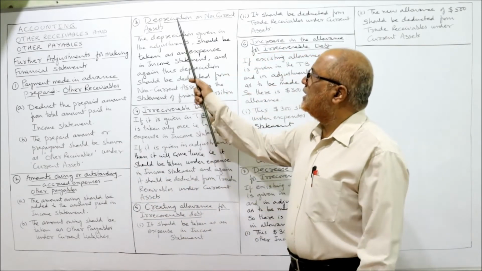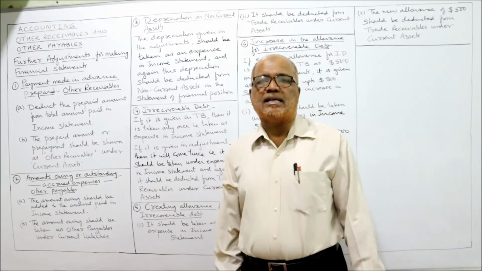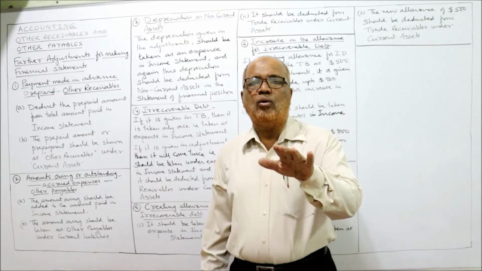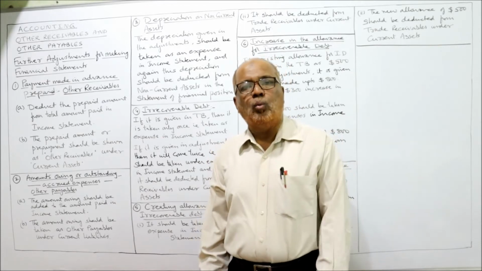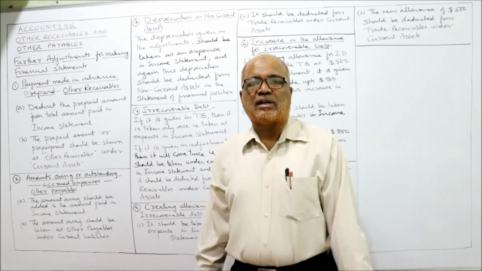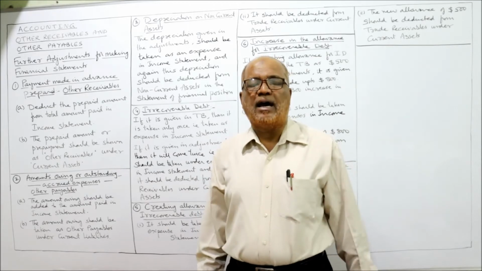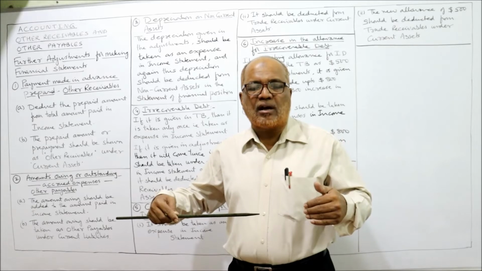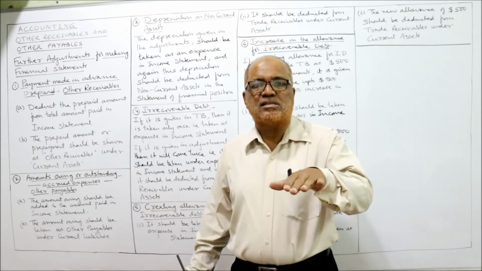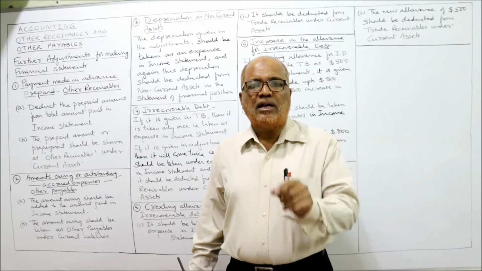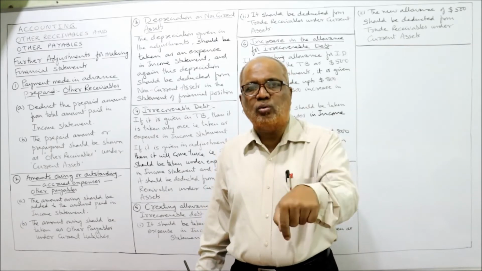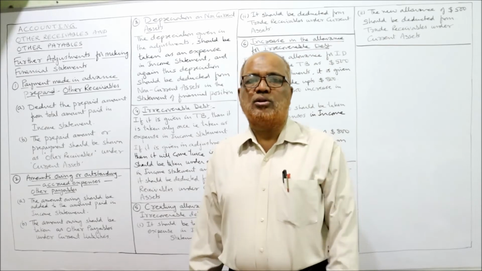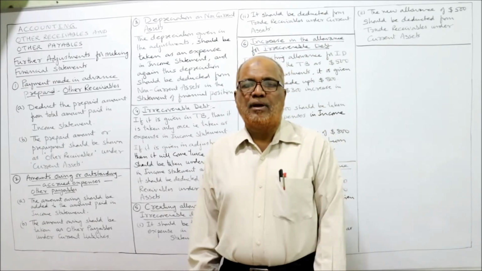Third adjustment. Depreciation on non-current assets. Depreciation is the decrease in the value of assets due to wear and tear, lapse of time, obsolescence, etc. A number of causes are there. When we use fixed non-current assets, the value will get decreased, consumed. That value of non-current asset consumed is called depreciation. It will be given in adjustment. The 2 adjustments are there.